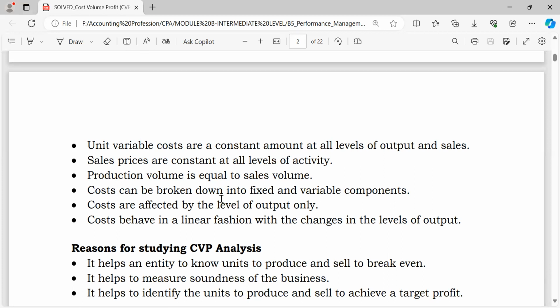Then cost can be broken down into fixed and variable components. If you have the cost and you cannot break it down into fixed and variable components, you cannot apply cost volume profit analysis. And that's why in that formula, we showed all that, right? And then costs are affected by the level of output only. And the last point, costs behave in a linear fashion with the changes in the levels of output. All right, so that's all about the assumptions of the CVP analysis.